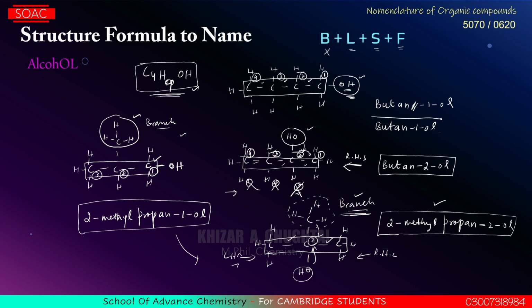These all are called isomers of each other. So if there are four carbon atoms and one OH group, there are basically four isomers. One is butane 1-ol, butane 2-ol, 2-methyl propane 1-ol, and 2-methyl propane 2-ol. That's all about alcohol nomenclature as far as your syllabus is concerned.